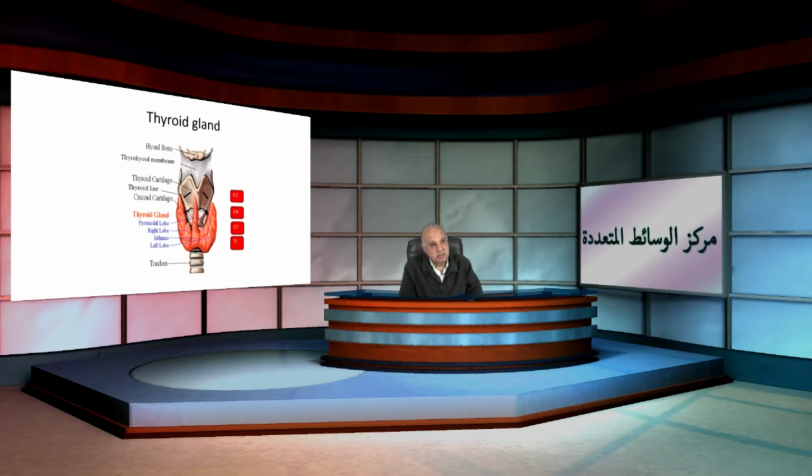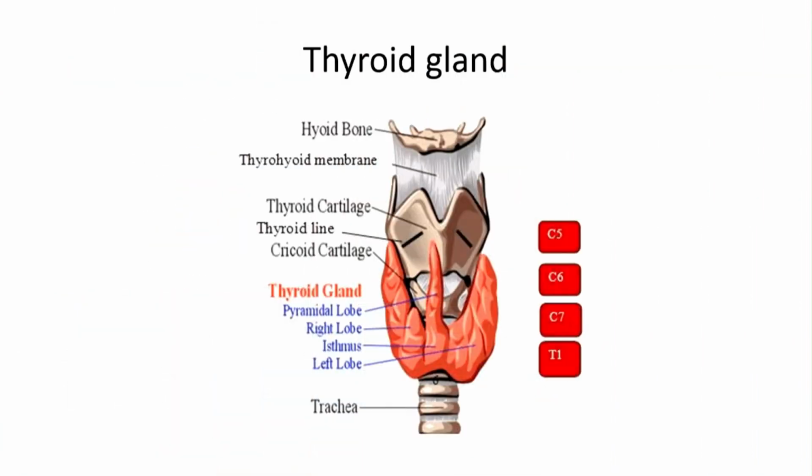First of all, let us give some idea about the anatomy and physiology of the thyroid gland. The thyroid gland is actually situated in the anterior region of the neck, against the cervical vertebrae 5, 6, 7 and the first thoracic vertebra, T1.